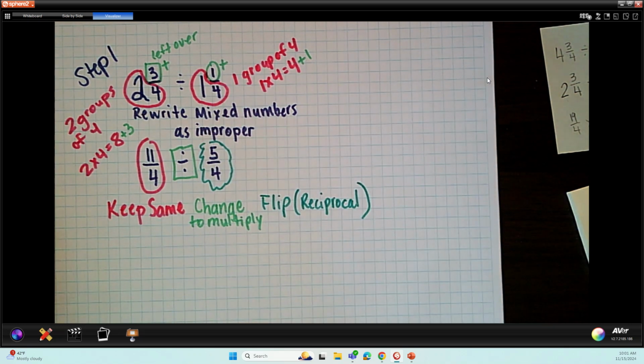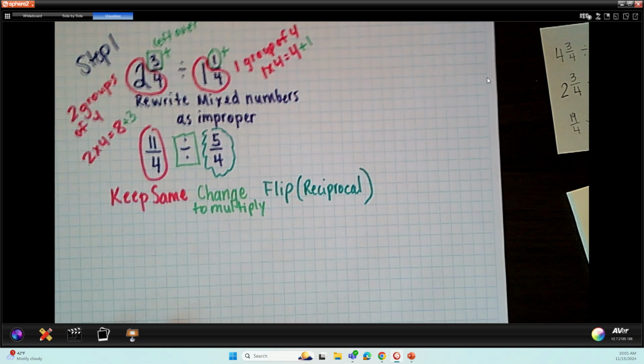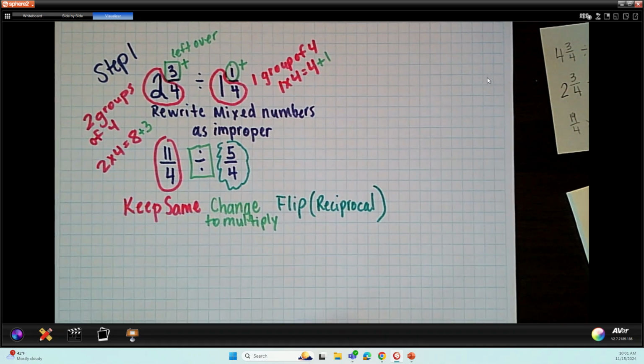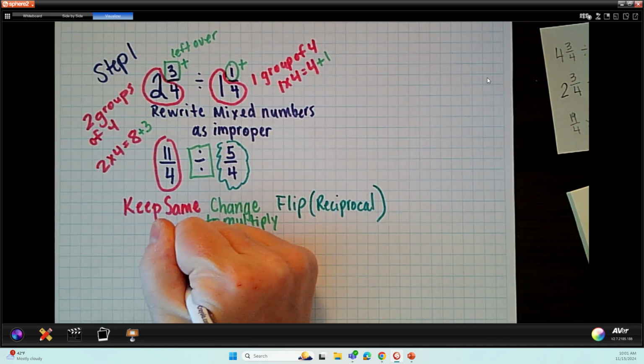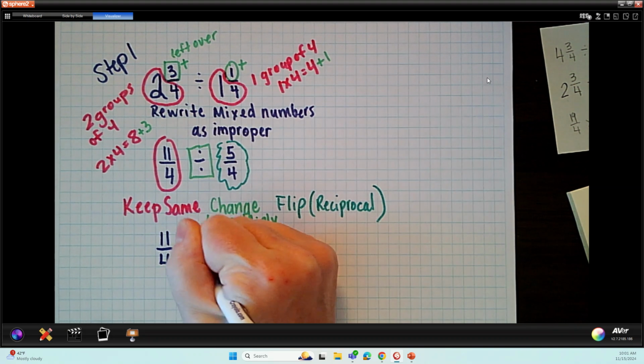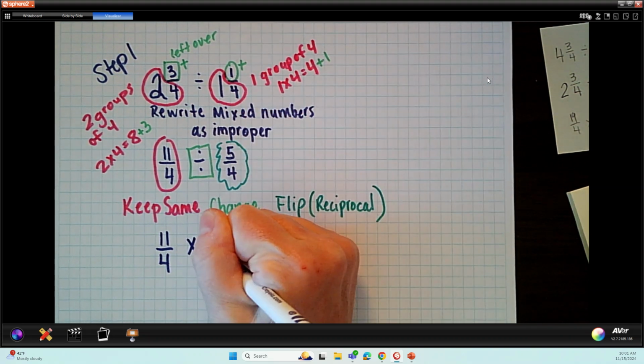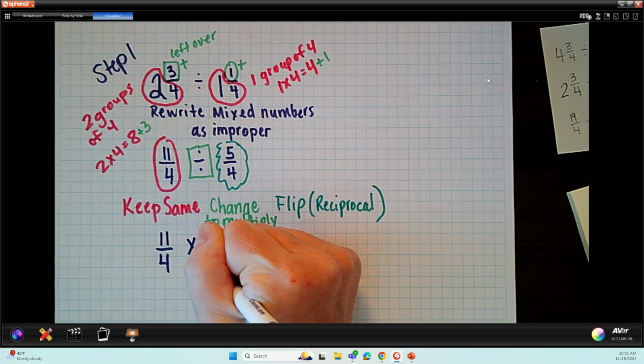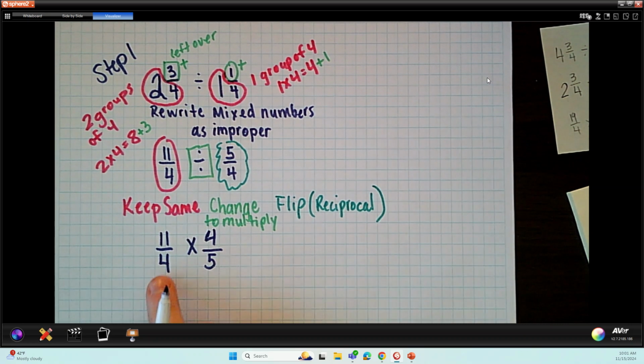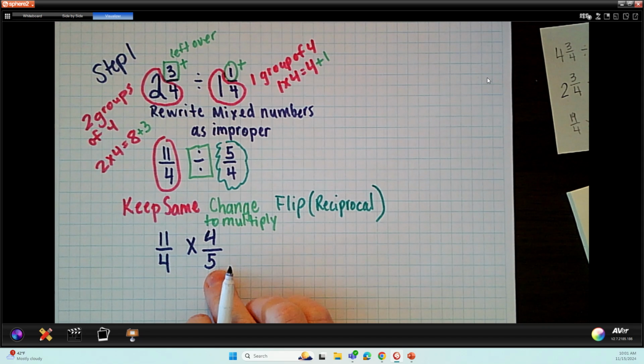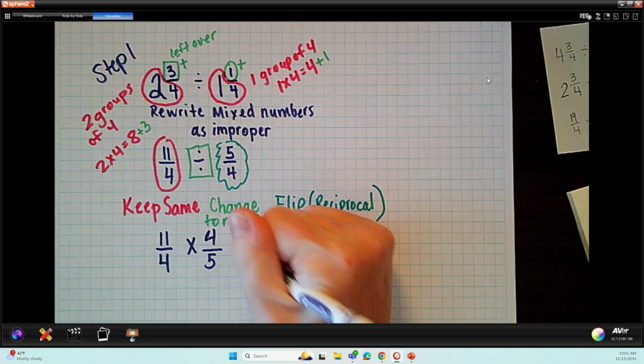So we're going to rewrite this as a multiplication problem. We're using multiplication just to make it easier. Keep 11/4 the same, change this to a times, and then flip this fraction. This is the part they're all missing. They're forgetting to do this, or they're flipping the first one. It's always the second one. All right, once we get to this point, we just multiply straight across.